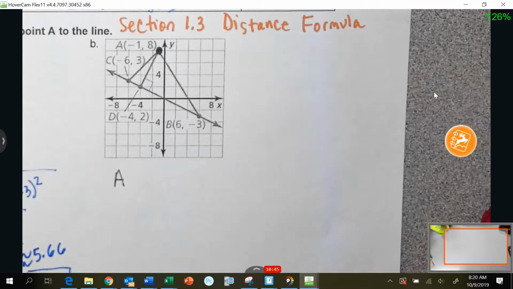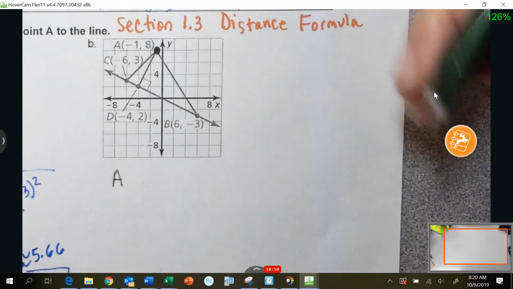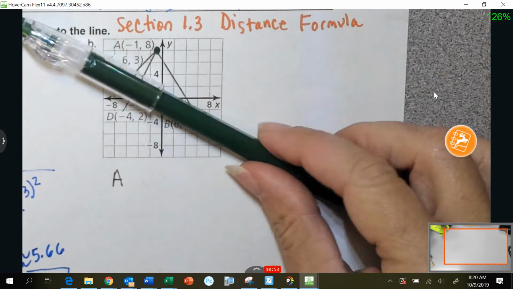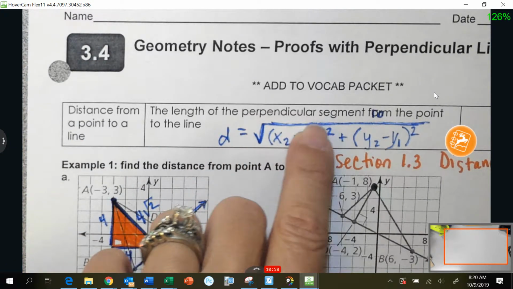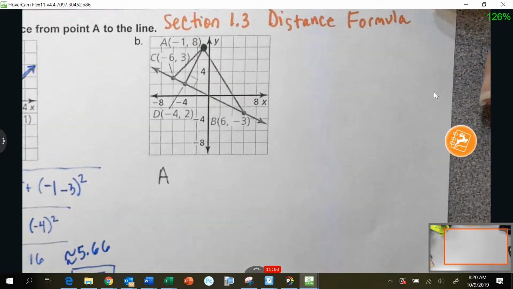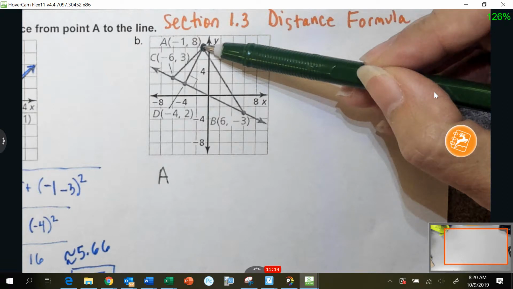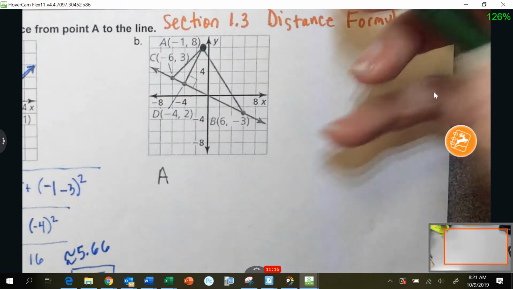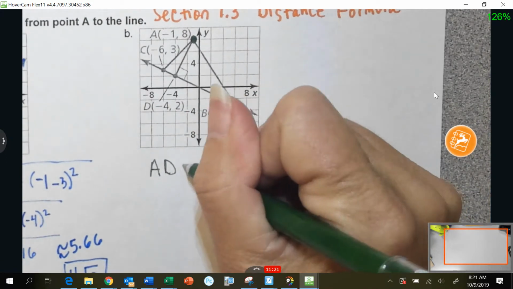Okay, so I need to pick the segment that's going to start at A, and it's going to go to this line, and then according to our definition up here, it has to be the length of the perpendicular segment. So when you look at all the segments, which one is the perpendicular segment? Starting at A, going to the line of what? D, yes. I'm sorry, I just couldn't hear. D, AD. So we're going to find the length of AD.